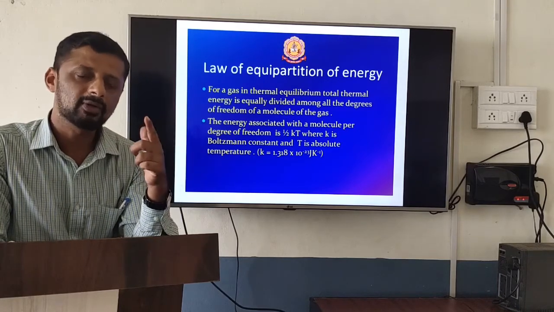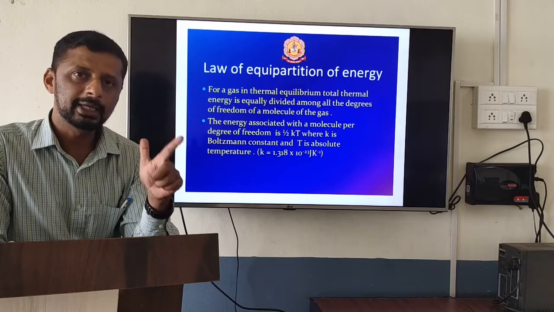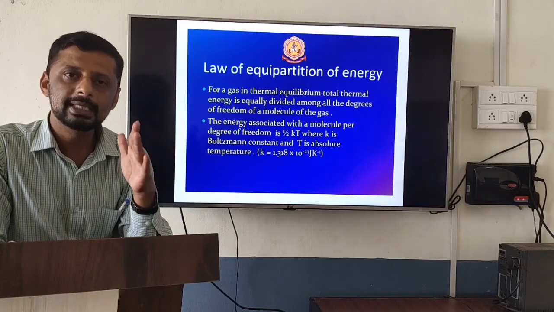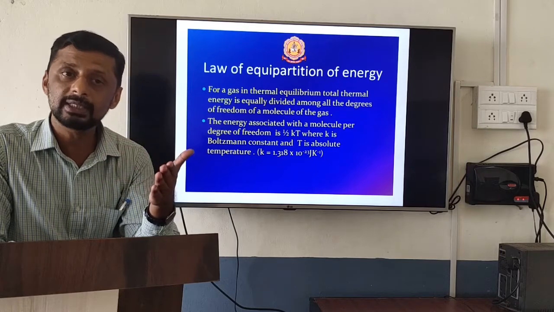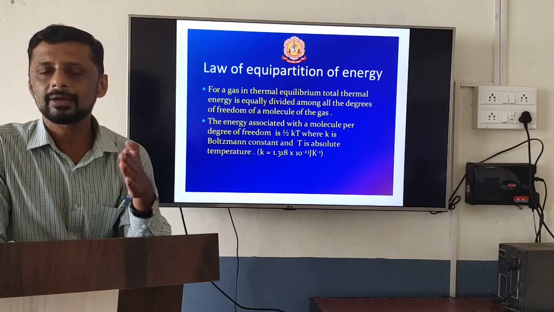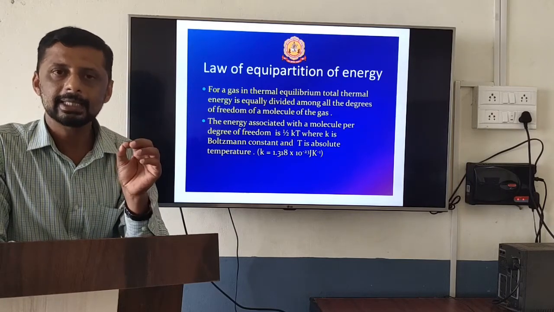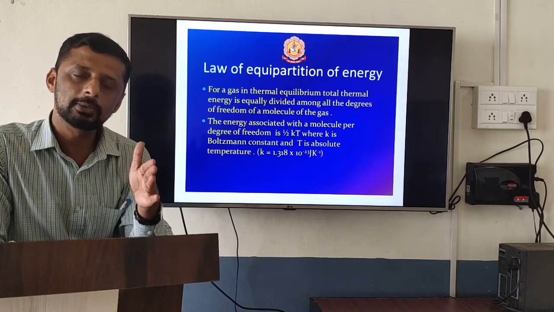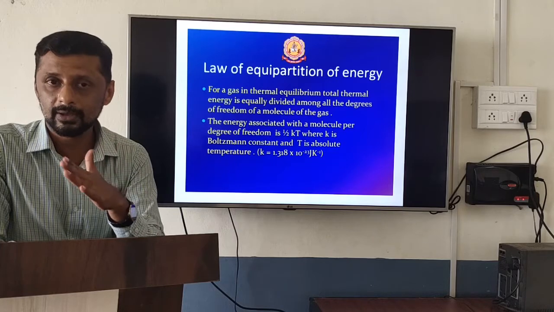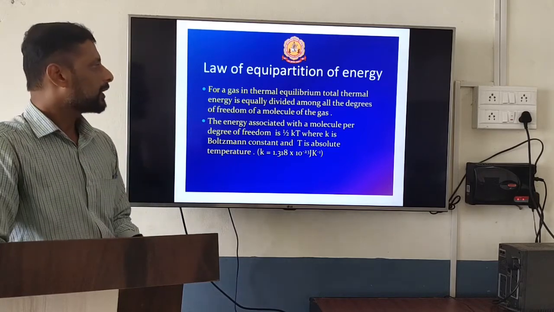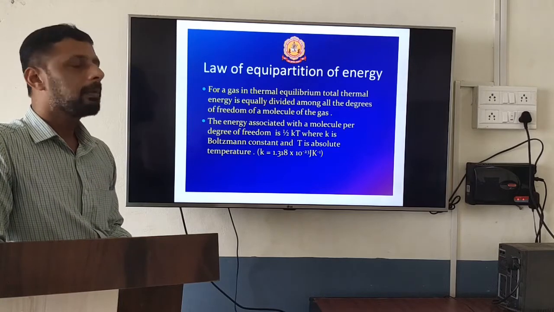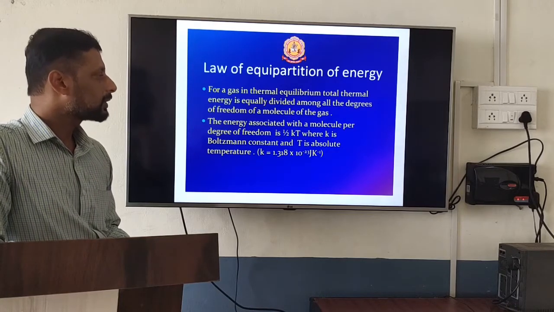For example, in case of a monoatomic gas, there are only 3 degrees of freedom. The total energy of the system is equally distributed among all of its 3 degrees of freedom. In case of a diatomic gas, it has 5 degrees of freedom. The total energy of the system is equally distributed among all 5 of its degrees of freedom. So for a gas in thermal equilibrium, the total thermal energy is equally divided among all the degrees of freedom of a molecule of the gas.